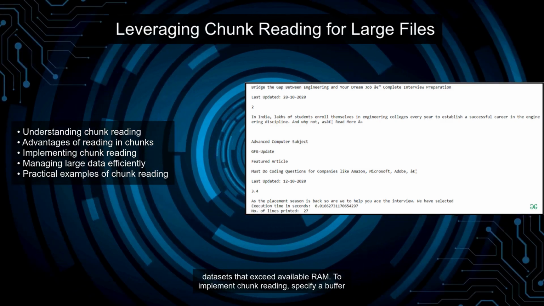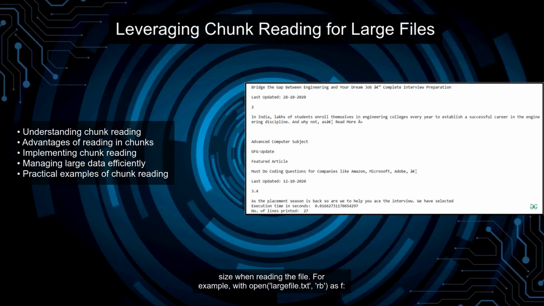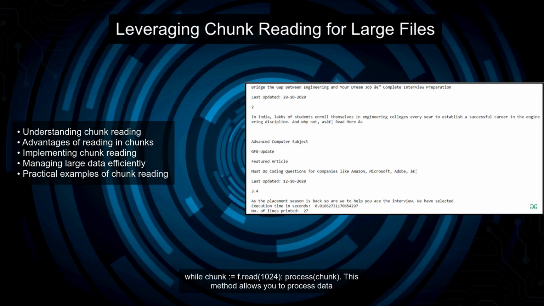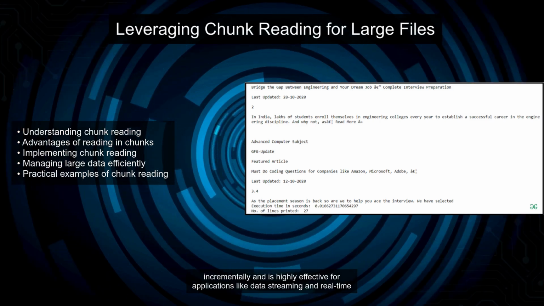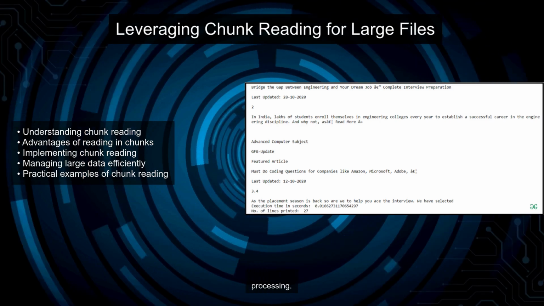To implement chunk reading, specify a buffer size when reading the file. For example: with open('large_file.txt', 'rb') as f: while chunk := f.read(1024): process(chunk). This method allows you to process data incrementally and is highly effective for applications like data streaming and real-time processing.